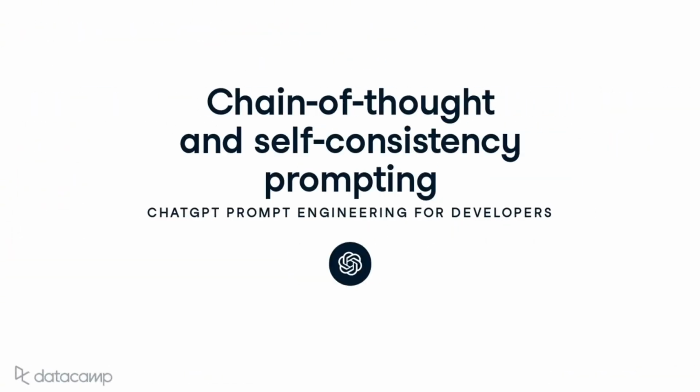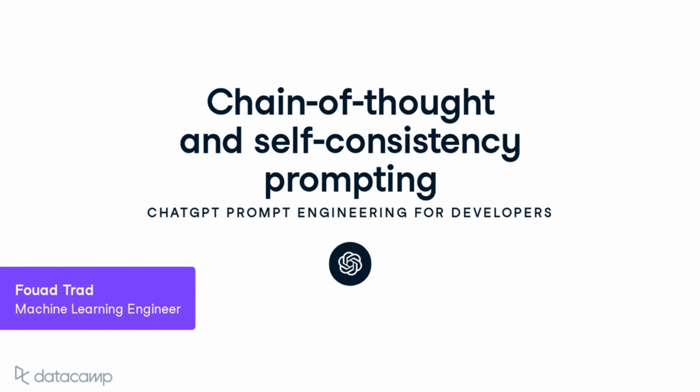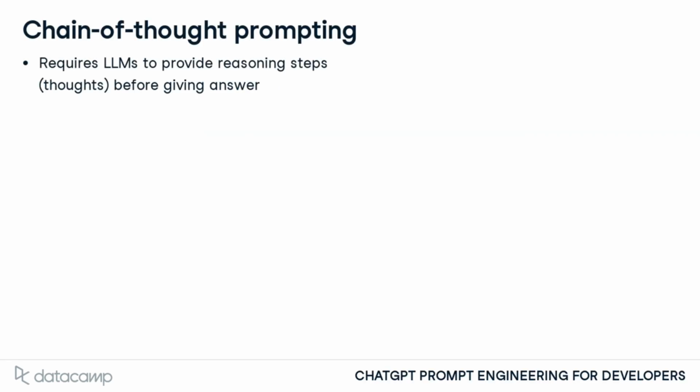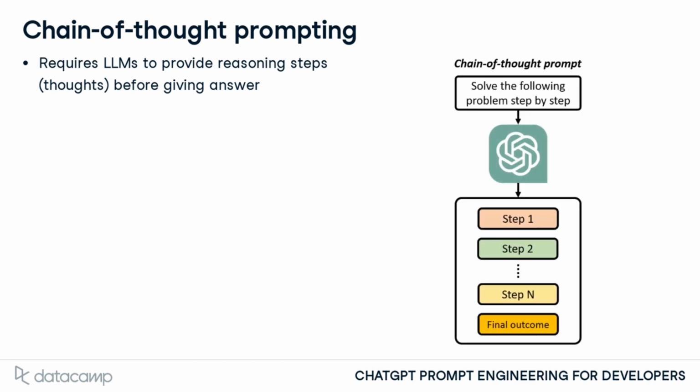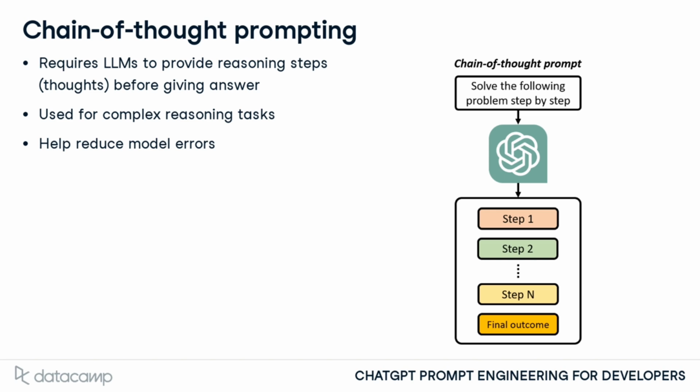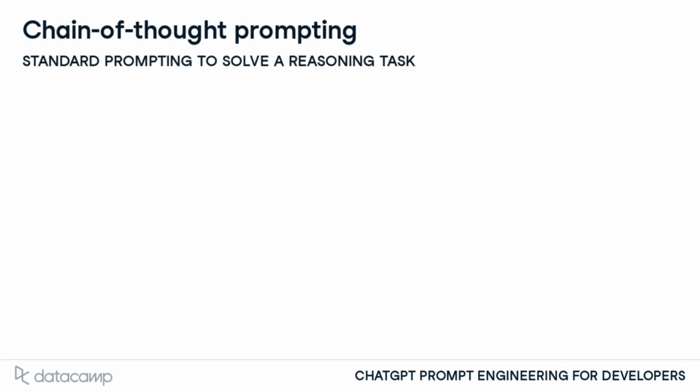In this video, we will discuss prompting techniques to understand the output a model returns. Chain of thought prompting requires language models to present reasoning steps or thoughts before giving a final answer. This technique is valuable for complex reasoning tasks and helps reduce errors by processing the reasoning step by step. To understand the power of chain of thought prompts, let's compare them with standard prompts using a math problem.